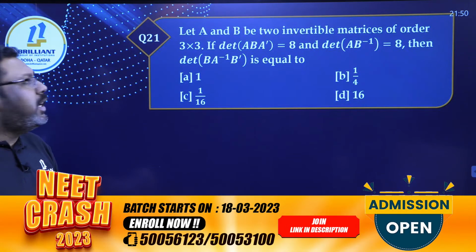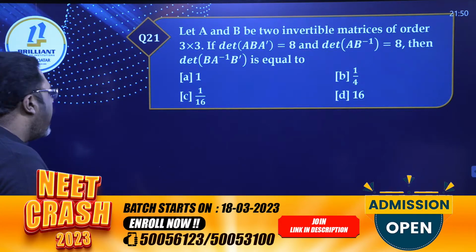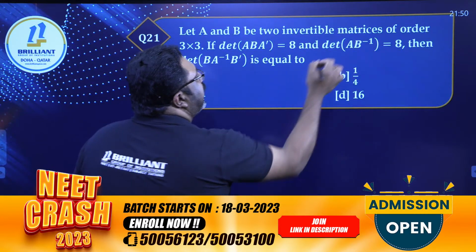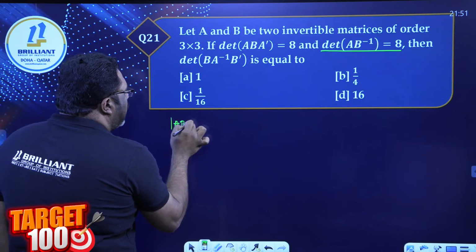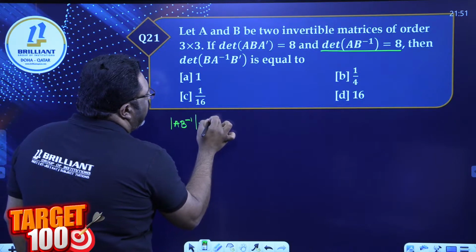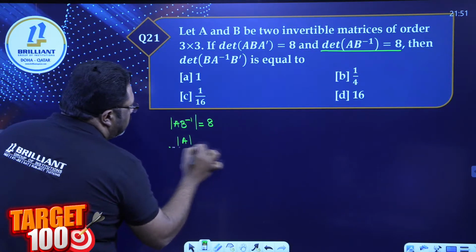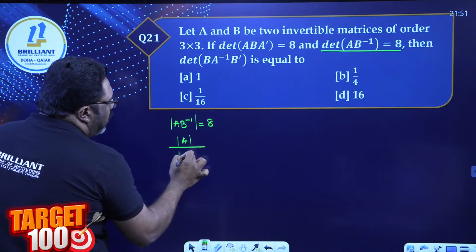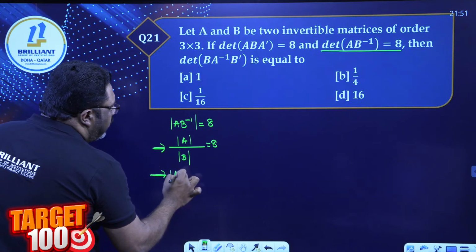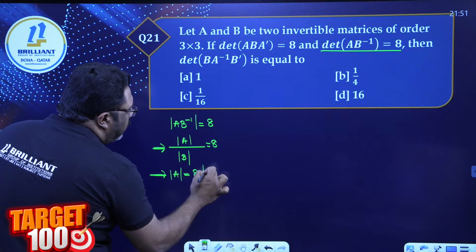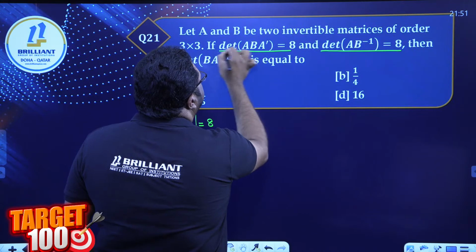Next question, 21, a very interesting question based on the properties. So many properties are going to be applied simultaneously here. I would like to go for the second condition. It says determinant of AB inverse is 8, which is determinant A times 1 by determinant B equal to 8. So can I say determinant A is equal to 8 into determinant B? Yes. Now go for the first one.